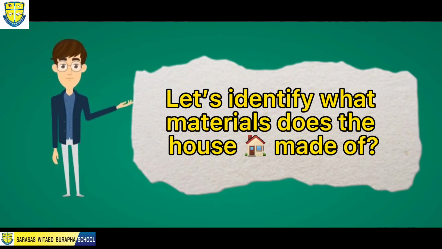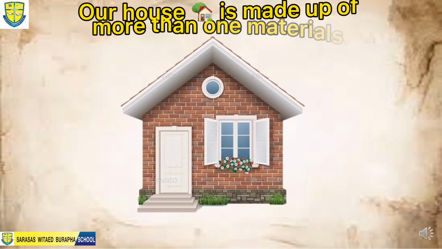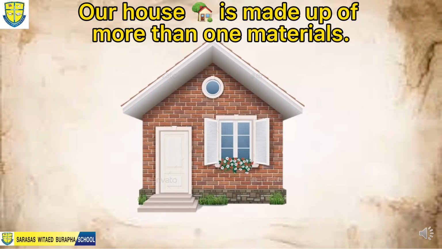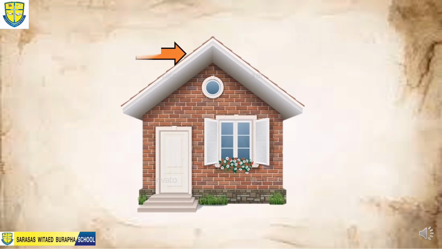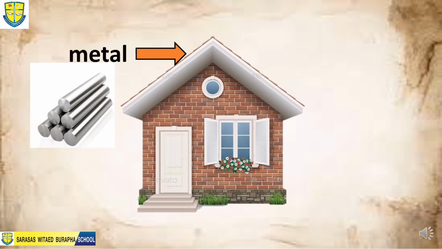Let's identify what materials the house is made of. Our house is made up of more than one material. So let's start with the roof. The roof of our house is made up of what material? Do you have any guess? If your answer is metal, your answer is correct. Great job!